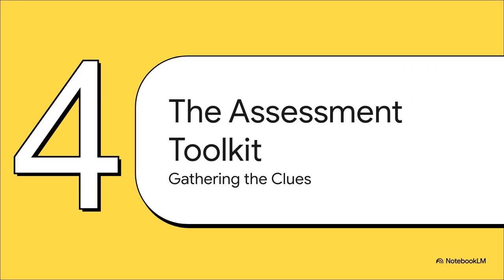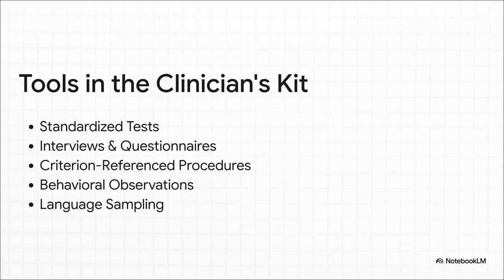So, how do all these team members actually gather the information they need? Well, clinicians have a whole toolkit filled with specialized methods and procedures that help them get a really complete picture of a child's abilities. And this toolkit is pretty diverse. It's got the formal, standardized tests that compare a child to their peers, sure, but it also includes things like detailed interviews with parents, customized activities to look at specific skills, just plain old behavioral observation, and even something called language sampling, which can be as simple as just recording the child while they play.